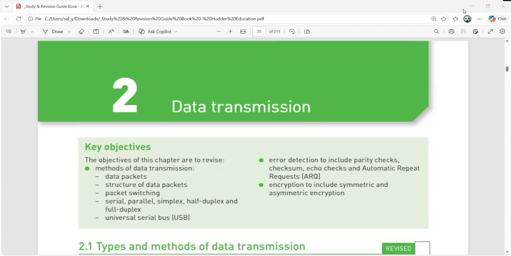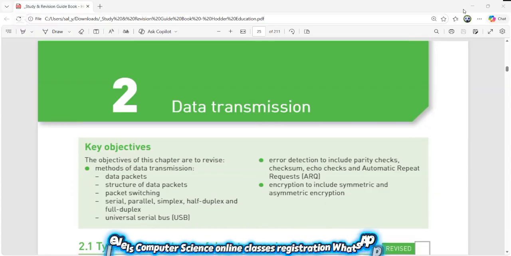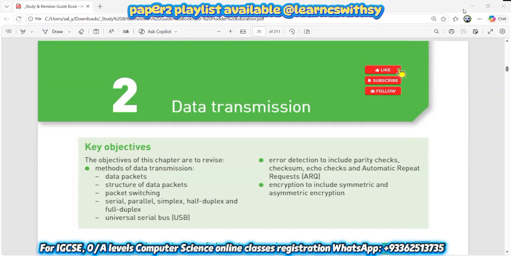Today we are here to study or to revise one more chapter, chapter 2, that is data transmission. What will we revise here? We are going to revise the methods of data transmission, and here we will talk about data packets, the structure of data packets, which is very, very important from examination point of view.